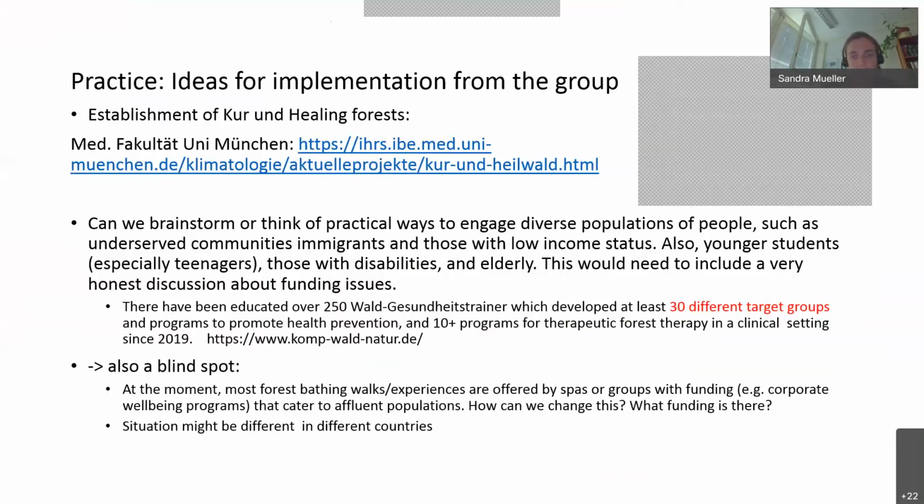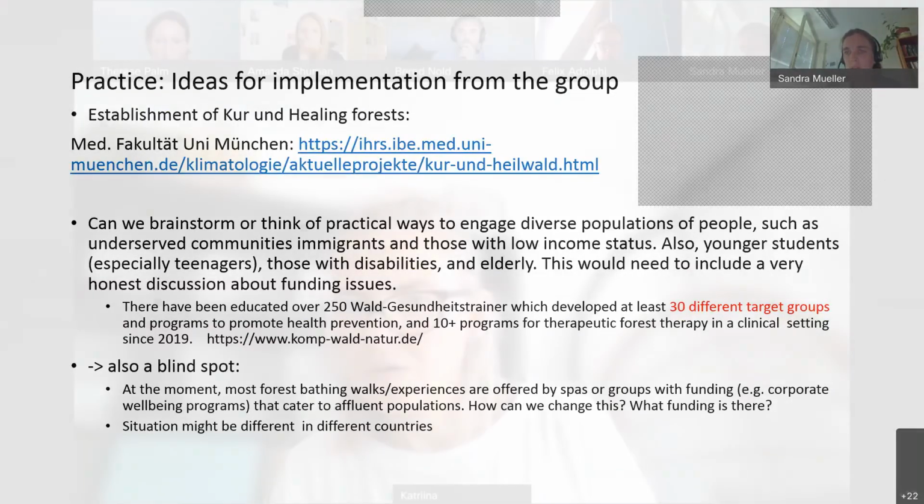So maybe one blind spot is what I've discussed already before, which is how we can engage a broader public in the health benefits of forests. Yeah, and I think that was it. Yeah, so thank you.